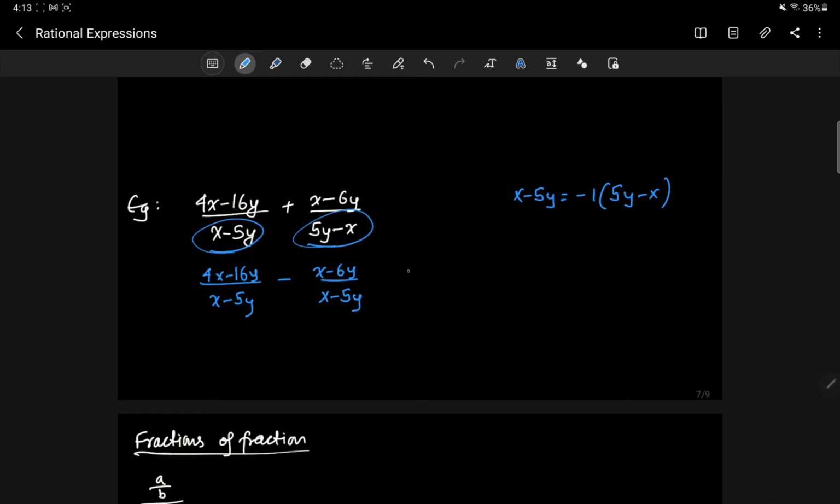You can rewrite it. And now since the denominator is common, we can just straight up combine as 4x minus 16y minus x plus 6y, which becomes 3x minus 10y over x minus 5y. Okay, so that's a quick way of doing it if you have two terms and there are only differences in the signs.